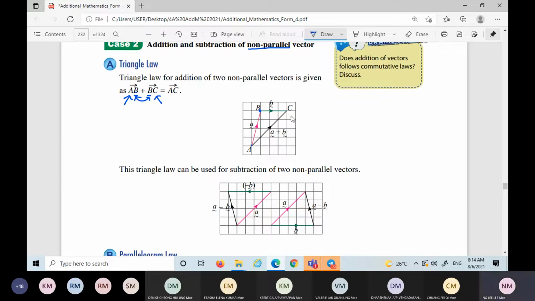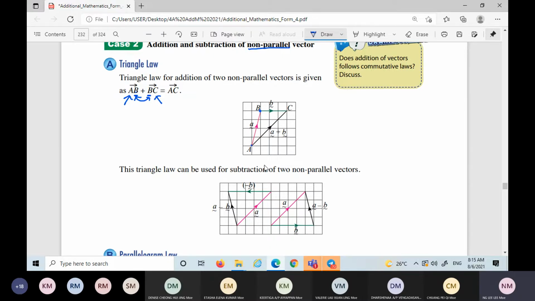So you don't have to draw if the question didn't ask you to draw out the resultant vector and the two vectors that form it. You just look at this, B and the B. Make sure B and B are at the side, and then the resultant vector will be AC. It's simple.